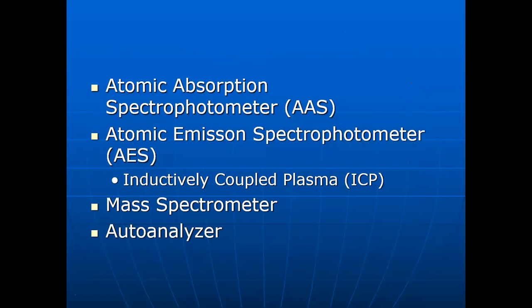So, students, our major topic today is the atomic absorption spectrometer, which you usually see, and the atomic emission spectrometer. In the emission spectrometer, you can see inductively coupled plasma, a very costly instrument, and the mass spectroscope and auto analyzer.